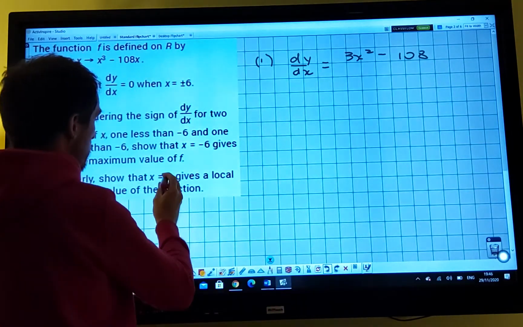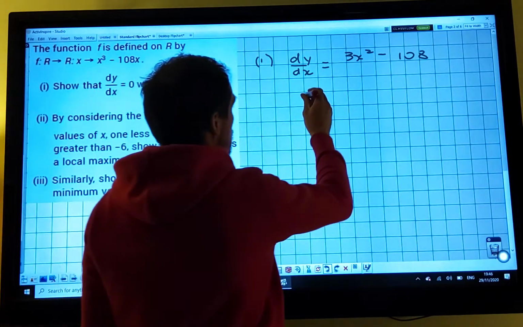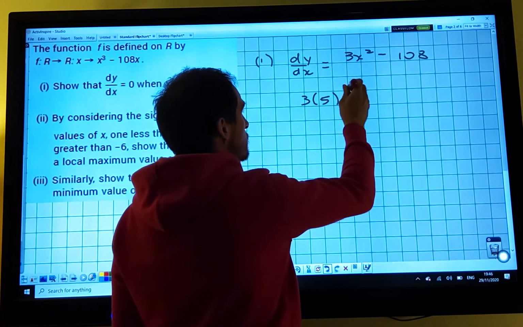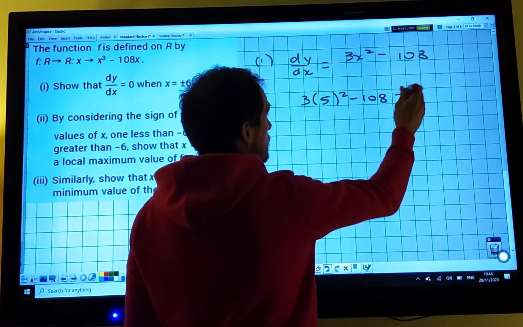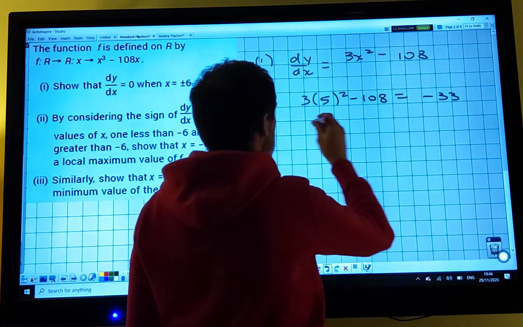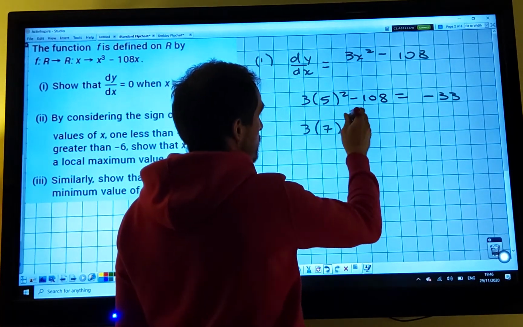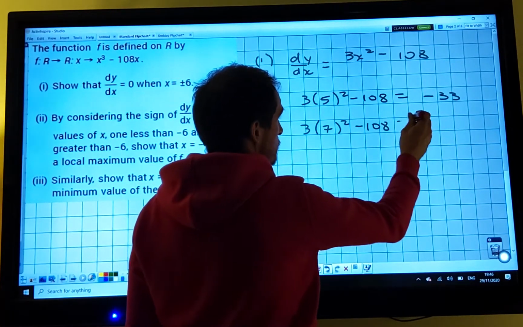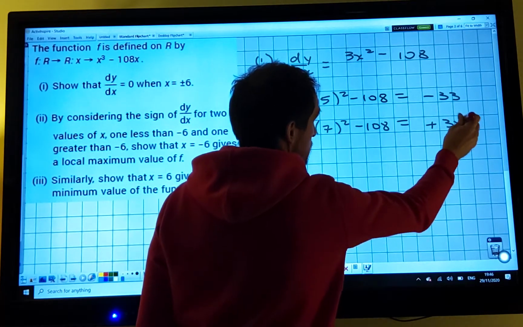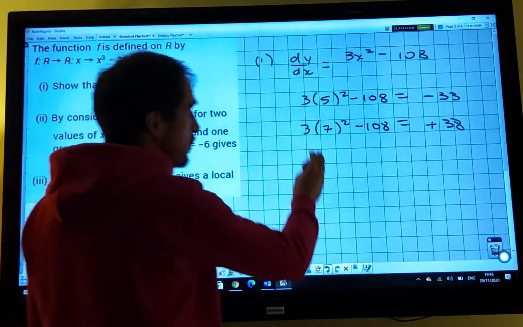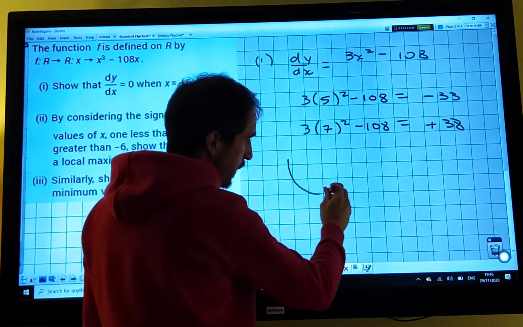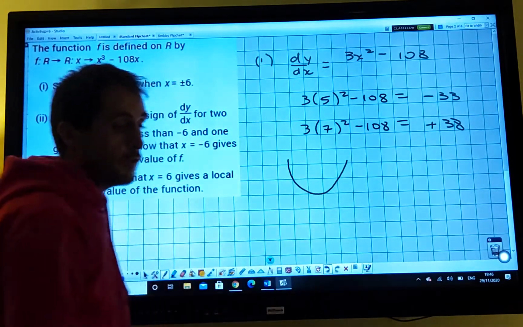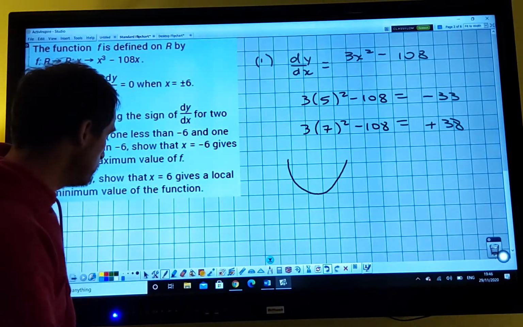And to show that that's a minimum, you pick 5 and 7. So 3 times 5 squared minus 108 is minus 33. And 3 times 7 squared minus 108 is equal to plus 39. Same as with the last time, only this time you're going from a negative slope into a positive slope. So it's a minimum point. That's how we do that one there.